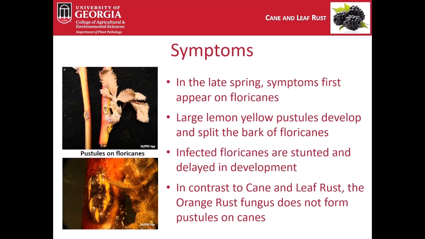The symptoms for this rust are usually first spotted on the floricanes. You'll have these lemon yellow pustules that develop on the bark of the floricanes, and they will split the bark. The infected floricanes that have those pustules are negatively impacted by the pathogen, so they're going to be stunted and delayed in development and not as productive. In contrast, like I mentioned, to the cane and leaf rust pathogen, the orange rust fungus does not form pustules on canes, so that is a distinction.